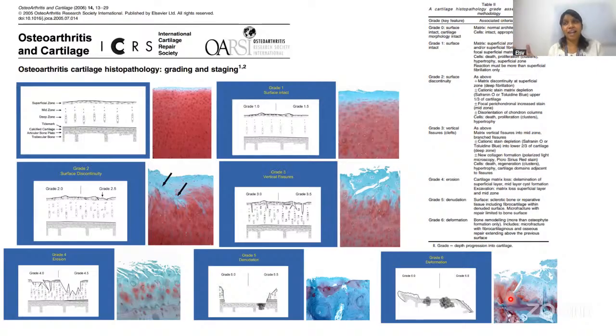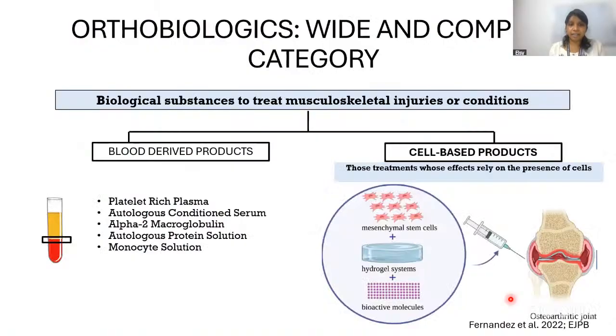So generally at the end point, confirmation of OA cannot be done for the same animal that you are intervening in. So just coming to the term orthobiologics, it's a wide and complex category. I'm not going to go into the details. It's a very familiar term for all of us, where you can have products, any substance that treats injury can be blood-derived. We know that PRP is one that's commonly used, and you have cell-based products.